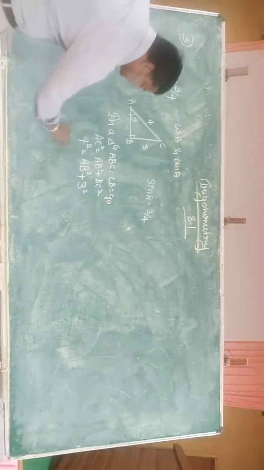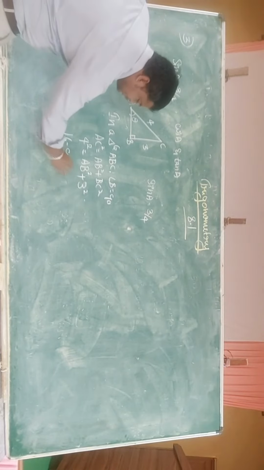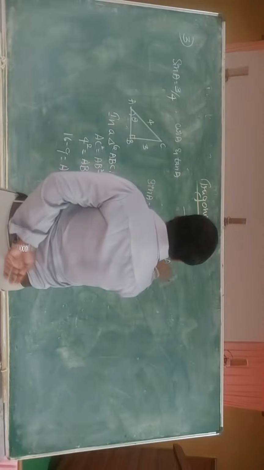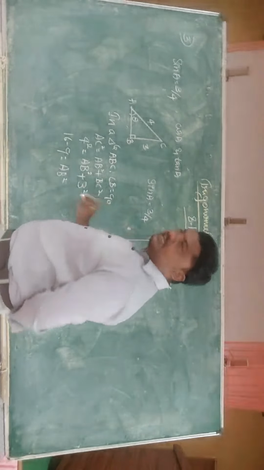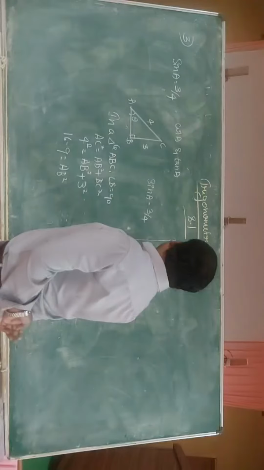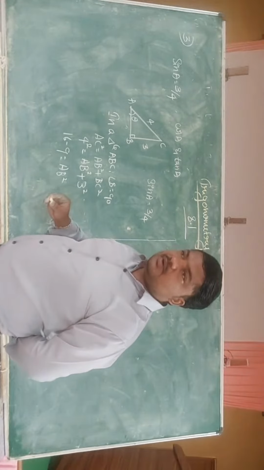So now 4 square is 16. This 3 square I can take to the left hand side. 16 minus 9 is equal to square of AB. 16 minus 9? So AB square is equal to 7. 9 plus 7 is 16. Correct? And 16 minus 9 is 7. So AB is equal to under root 7.